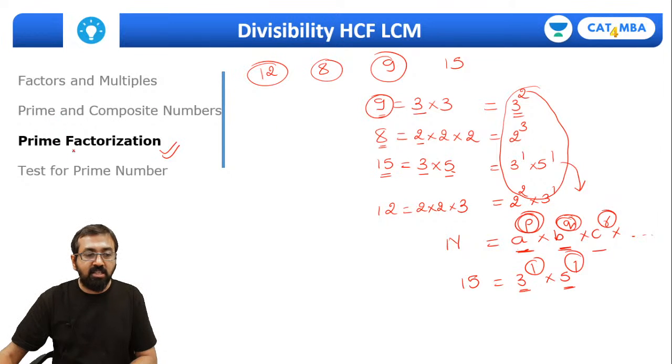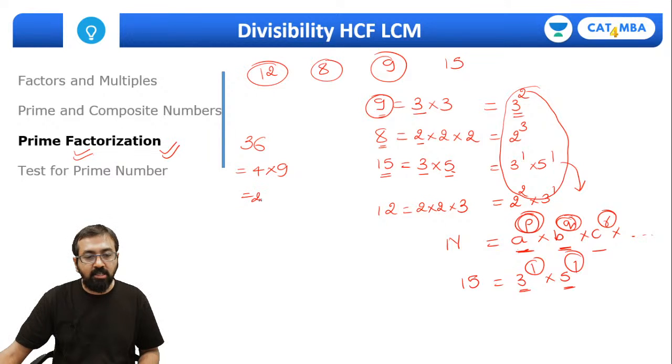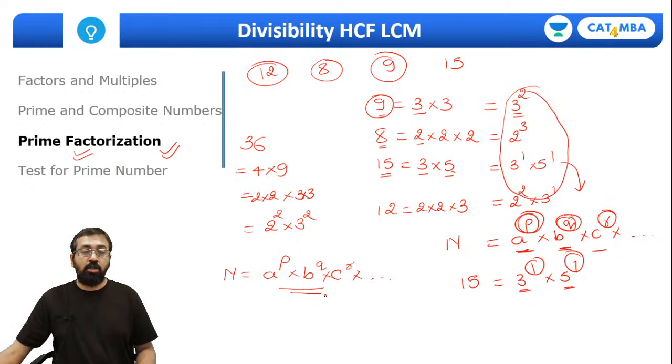Then we had discussed this important concept, prime factorization, that whenever I take a composite number, say 36, this 36 consists of some prime numbers. So which are those prime numbers? I can say 36 is nothing but 4 into 9. Further, that is 2 into 2 into 3 into 3, right? So 36 can be represented as a power of its prime factors, that is 2 square into 3 square. In general, any composite number n can be represented in the form a raised to p into b raised to q into c raised to r, and so on and so forth. This representation is called prime factorization.